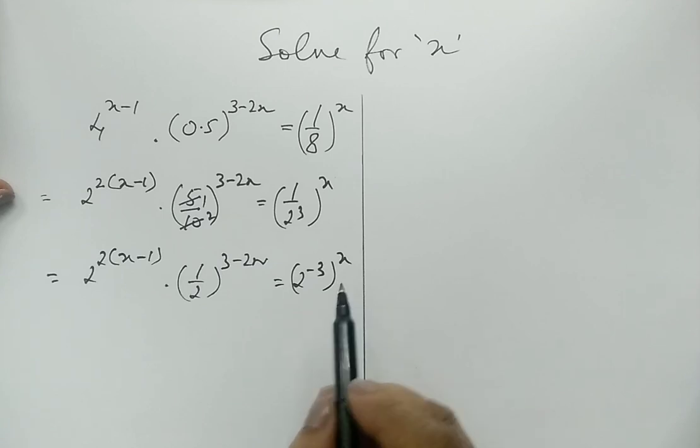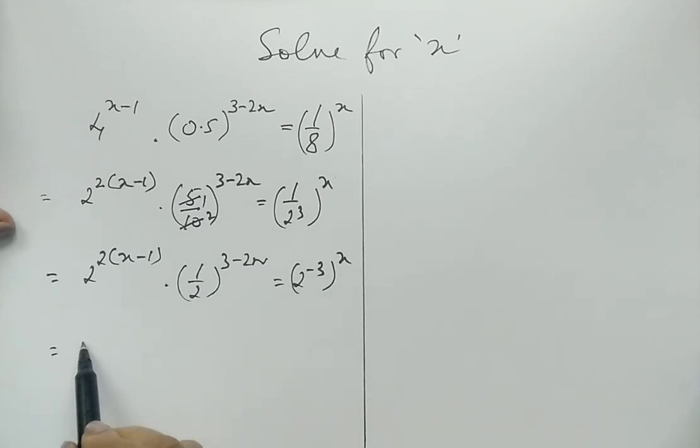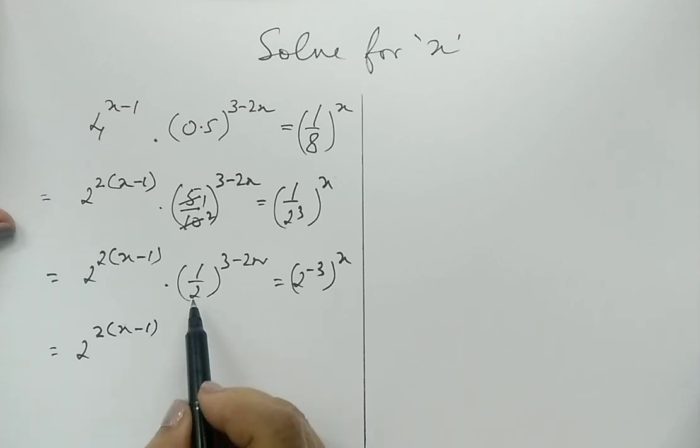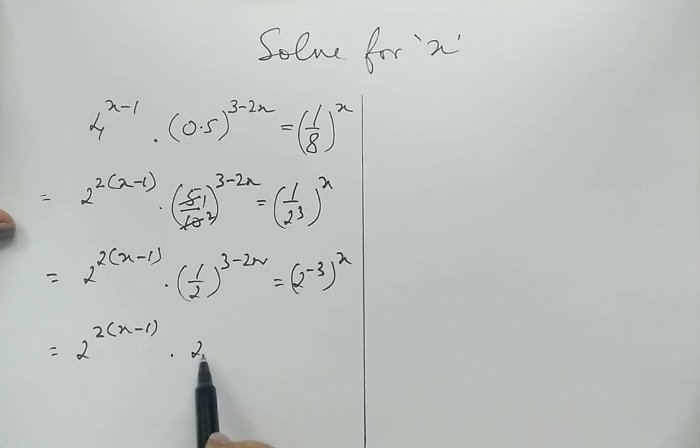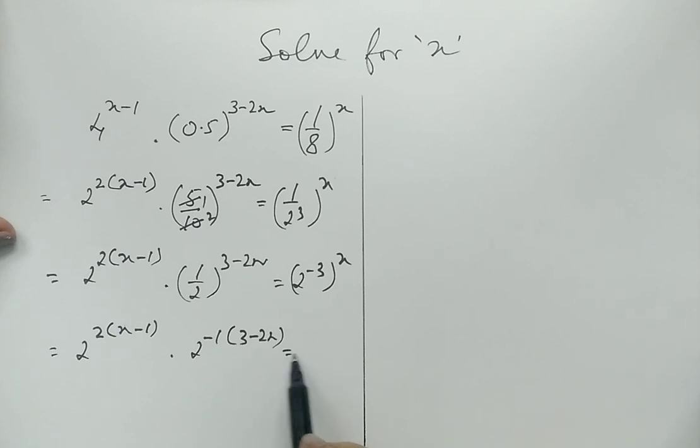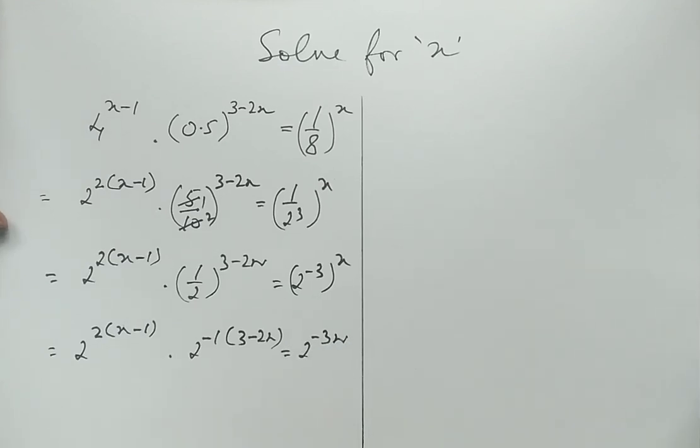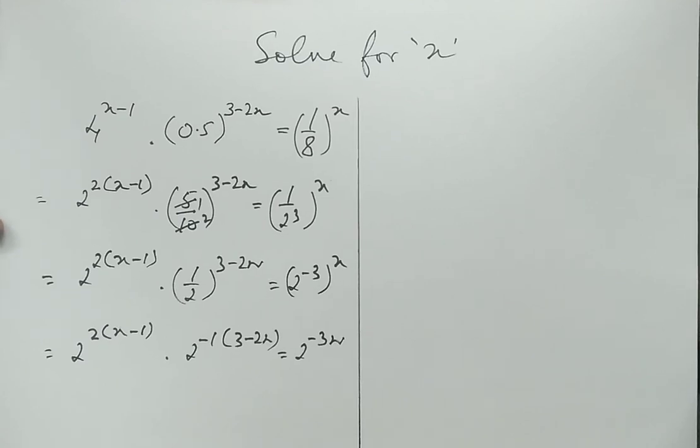So now the next step is to copy this the way it is, but we have to bring 2 on the top. So 2 to the power minus 1 for half. And outside we have 3 minus 2x. Okay, no changes. Equals to 2 to the power minus 3x. Alright.